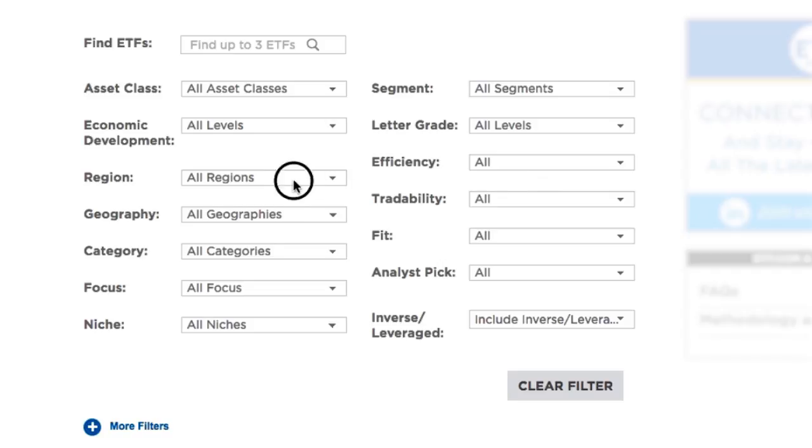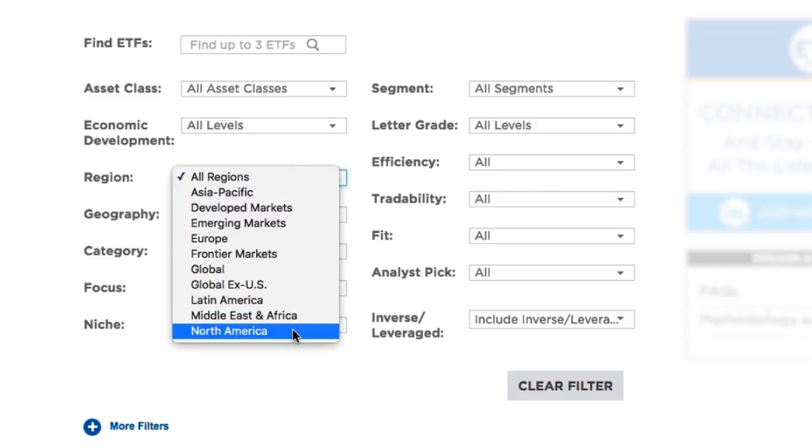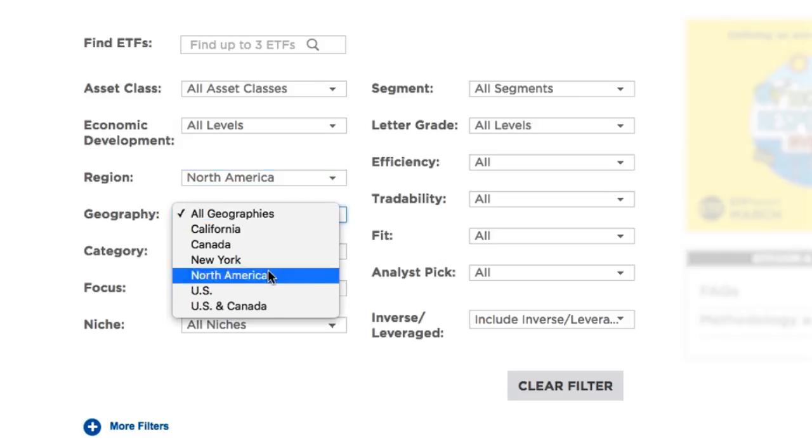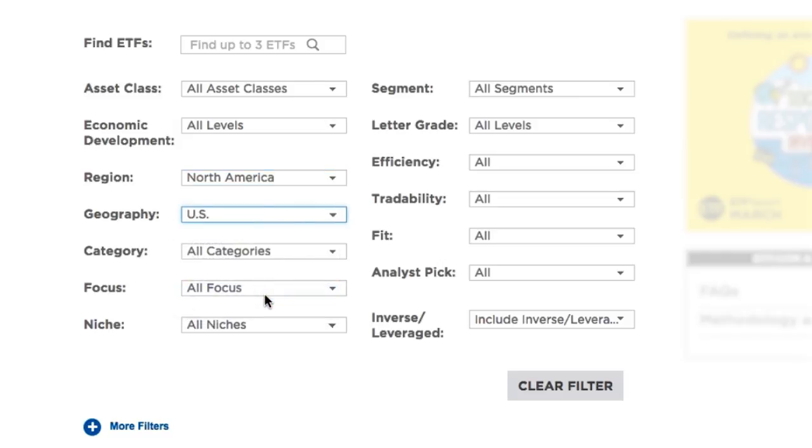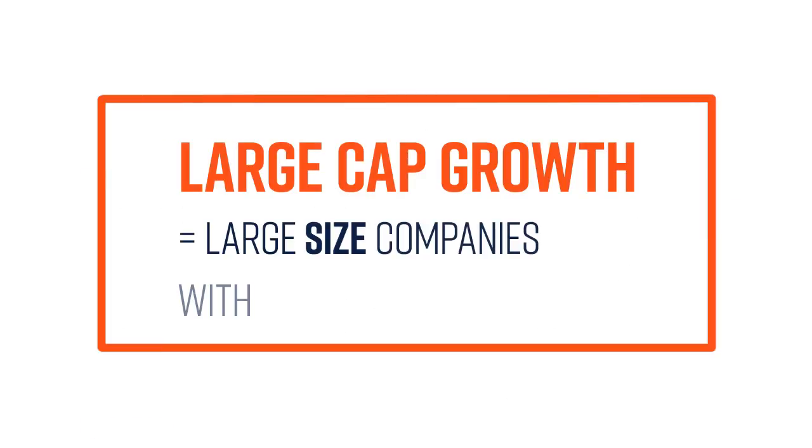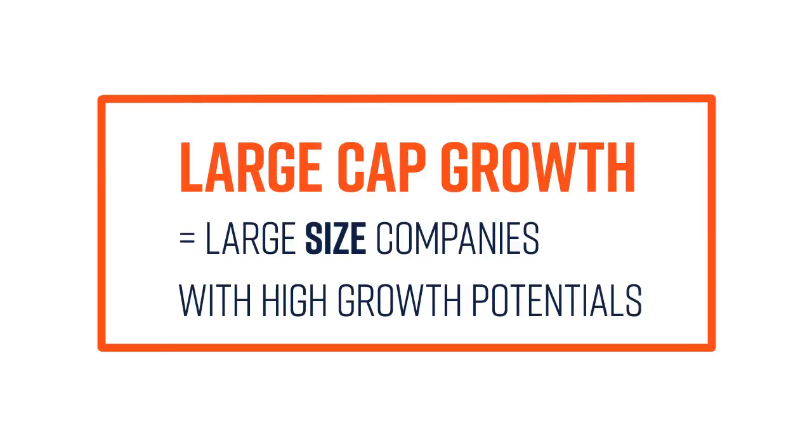First, I choose North America for the region and US for the geography, because I want my investments to be from firms in the United States. Under segment, I choose large cap growth. I'd like to hold large-sized companies with high growth potentials, for example, Tesla.